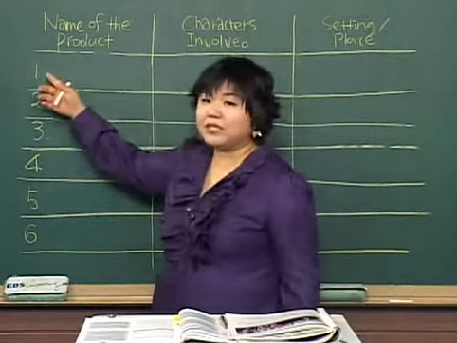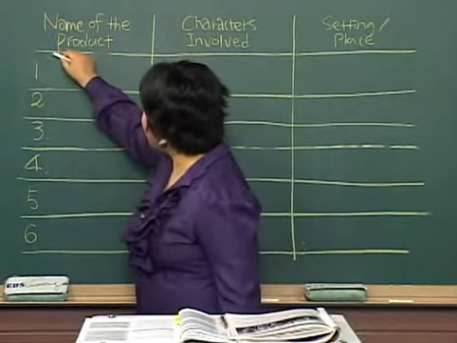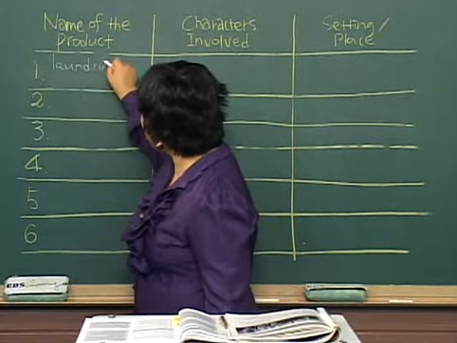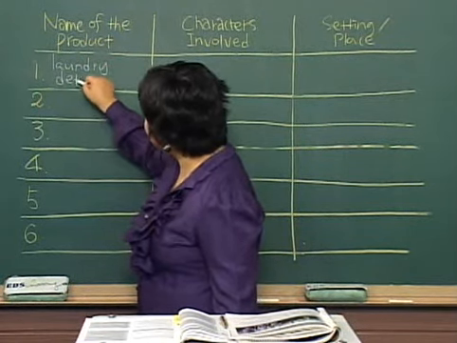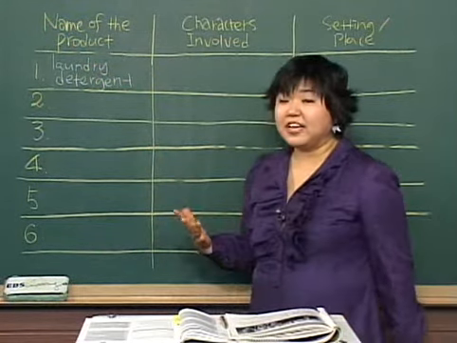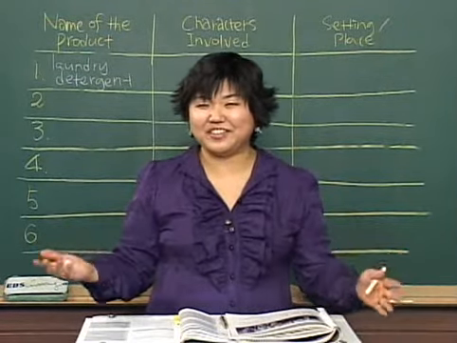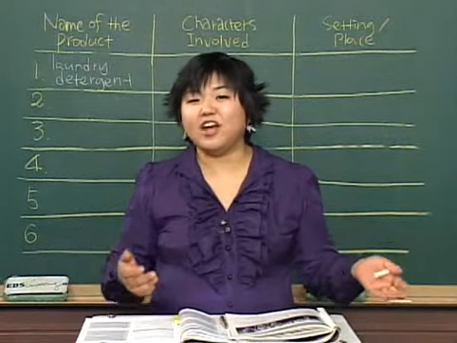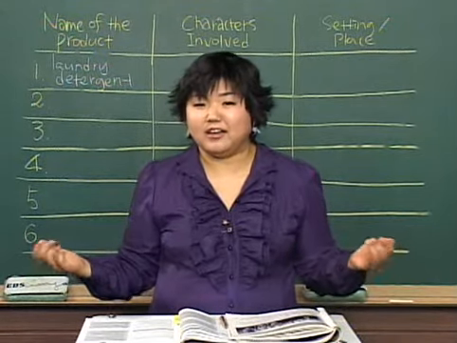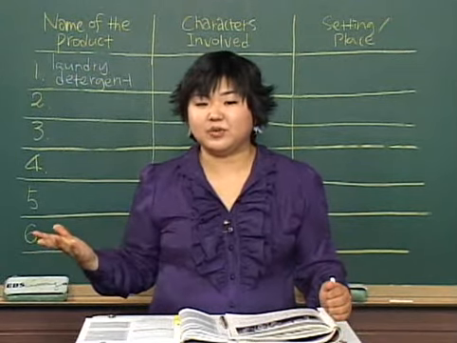The first one was about laundry detergent. So name of the product is what? Laundry detergent. Okay, and characters involved is Mommy. Sarah is the daughter of this woman, and her daughter, Sarah, they're having a conversation, and this mama is giving narration to us, right?